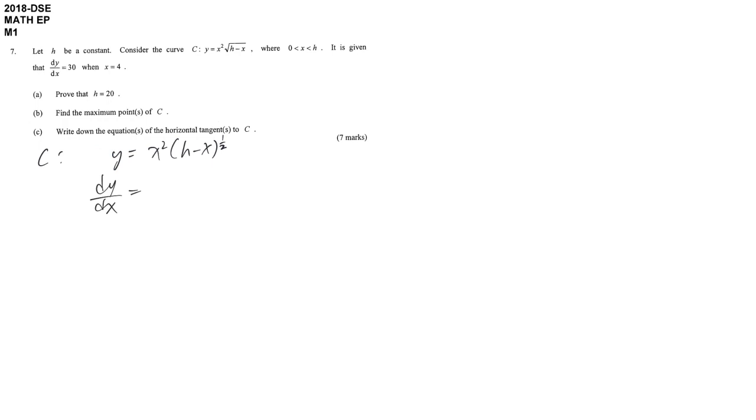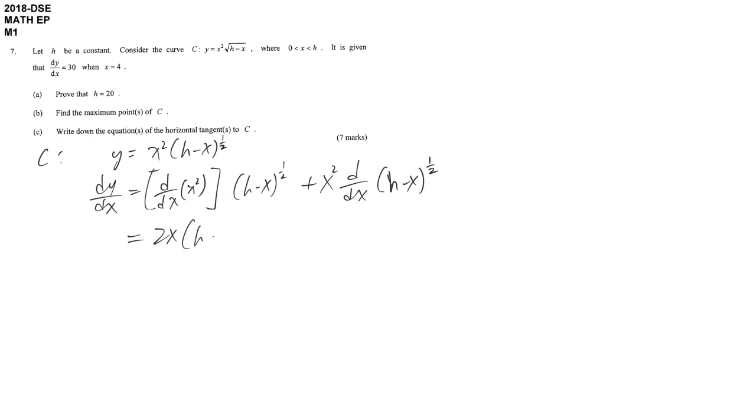And then there are two parts, so we have to use the product rule. My personal habit: we differentiate the first factor and keep the second factor. And then for the next term, I keep the first factor and differentiate the second factor. That's how I perform the product rule. So 2x (h minus x) power 1 over 2, and then we have x squared times 1 over 2 (h minus x) power of negative 1 over 2.